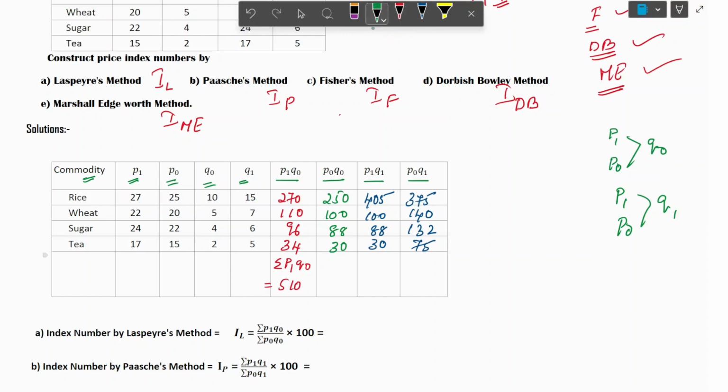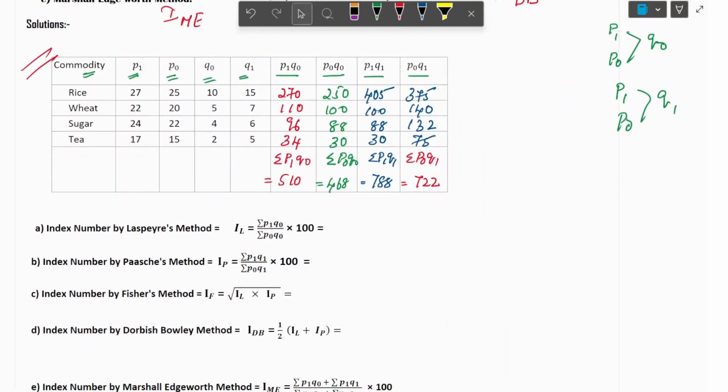Next, we are going to add here. This is sigma P0Q0, that is equal to 468. Next, sigma P1Q1, that is equal to 788. The last column, sigma P0Q1, that is 728. That means here you have completed your table with 5 plus 4, 9 columns. Okay. Now we can use these values.